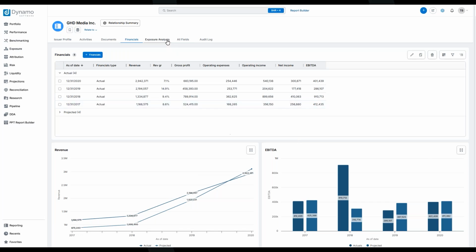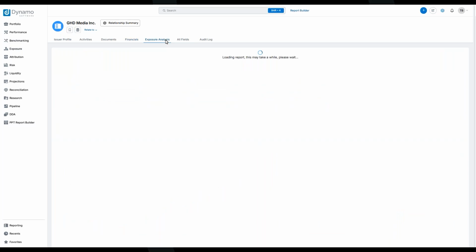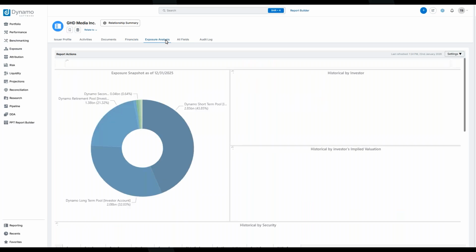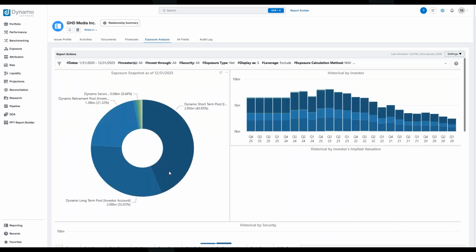And then if I click on exposure analysis, this lets me know, of my investments, all the different funds that I'm invested in. I want to know who is investing in GHD Media so I can get an idea of the total exposure I have to GHD Media. So here I get a chart showing me a breakdown of that. Dynamo retirement pool is invested, Dynamo long-term pool is invested, the short-term pool is invested. I can come in here and see all of the different funds. I can see how that has changed over time.